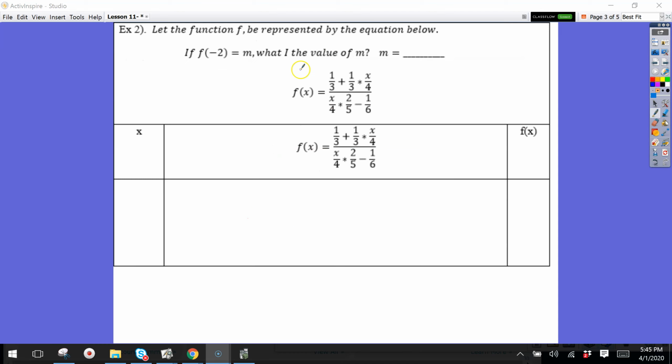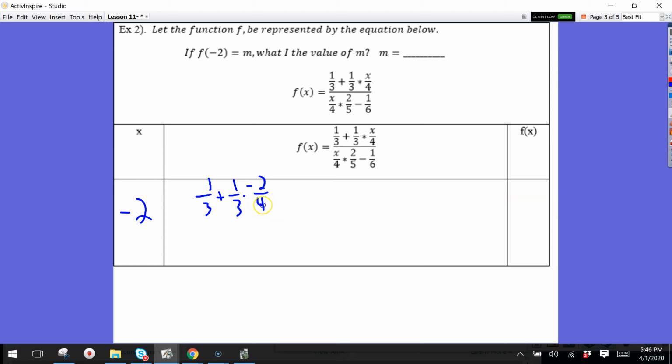All right, now in this next example, we have just a slightly more complex function here with fractions, but they're asking us, if f of -2 equals m, what's the value of m? So again, they gave us the value of x, the input, we're trying to figure out the output. So we need to plug in a -2 wherever we see an x, compute this, and figure out what the y value is. So I have 1/3 plus 1/3 times -2 over 4. And then here I have -2 over 4 times 2/5 minus 1 over 6.